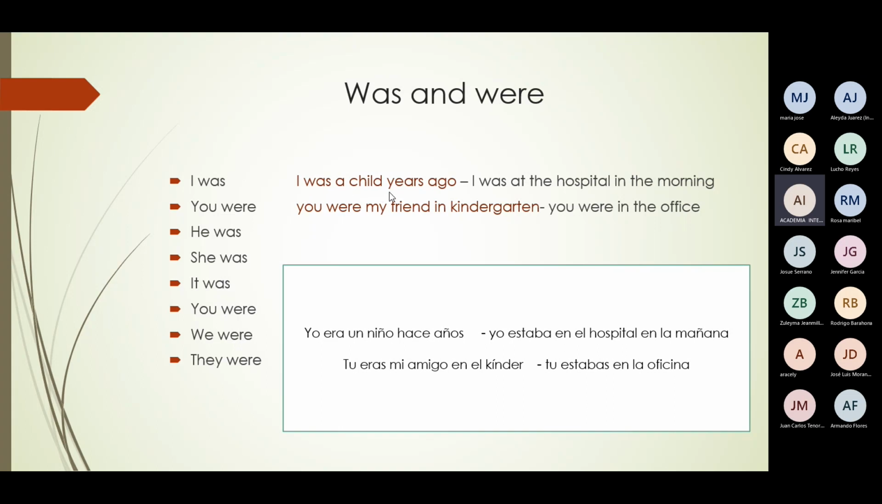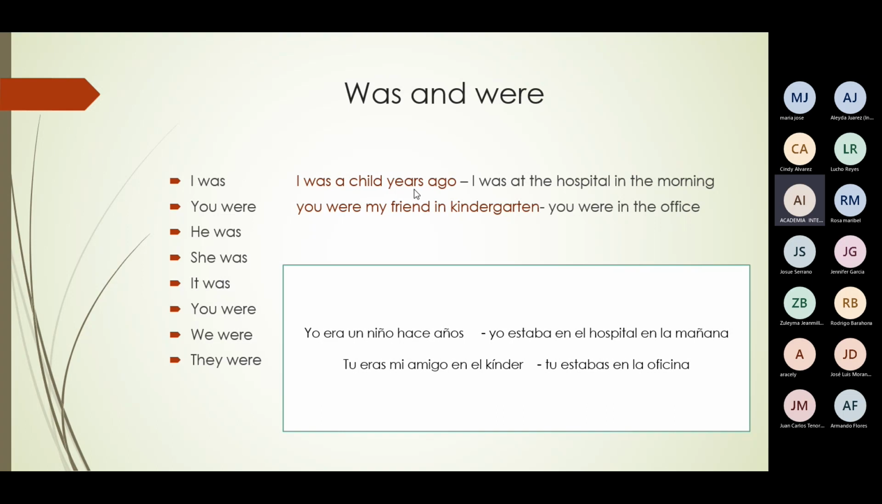I was a child years ago. I was at the hospital in the morning. Muy bien, veamos. Hay mucha diferencia, ser o estar, ¿verdad? Como en el presente. En el pasado lo podemos traducir como yo estuve o yo era, ¿verdad?